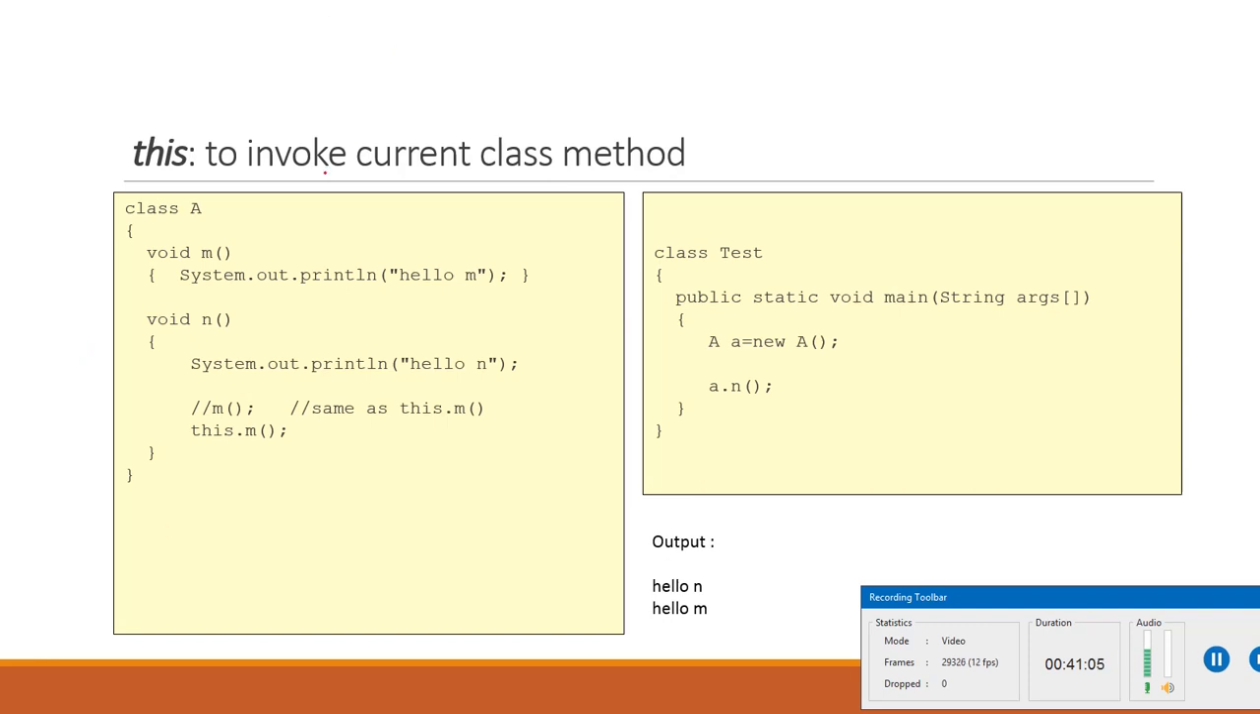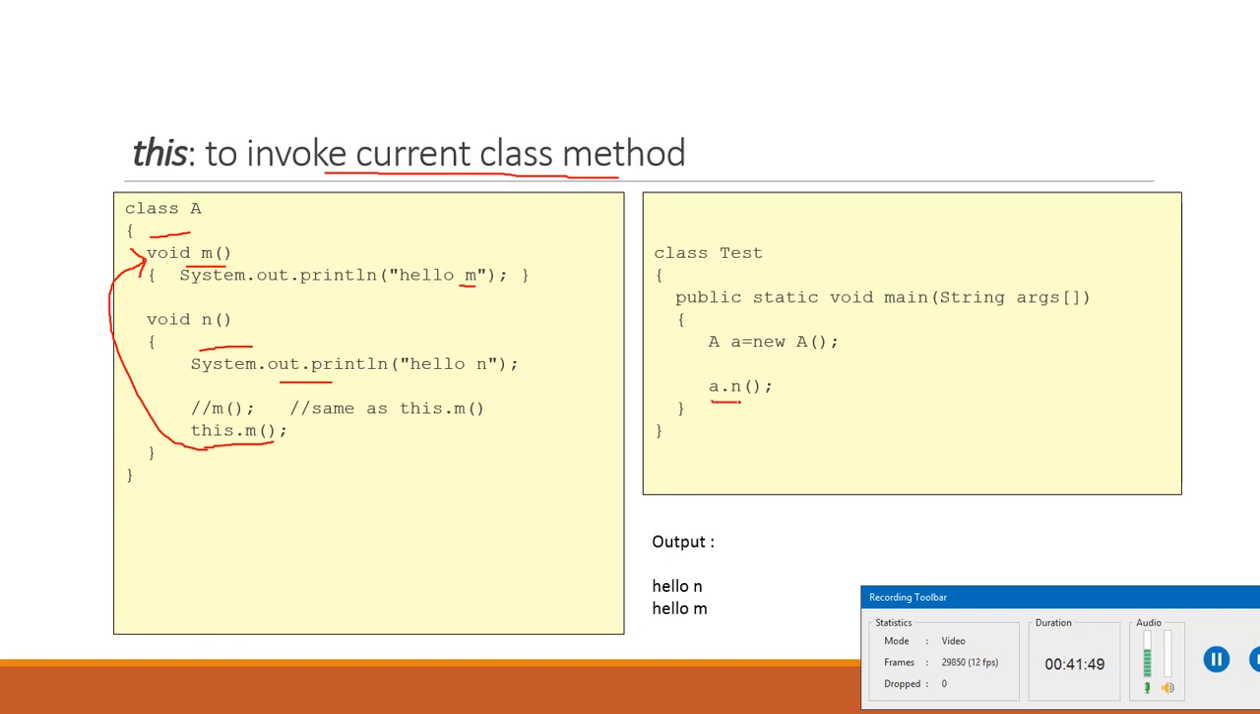Next, this is used to invoke the current class method. So for example, I have a class A, I have a method M, I have a method N. M is printing something, and now in N what I am doing is invoking the method. I have just printed, and this.M will call the M method. So if I write M followed by brackets or this.M, it will refer to the current class method. So this.M will call this method, and in the main class we have created an object of the class and then called the N method.